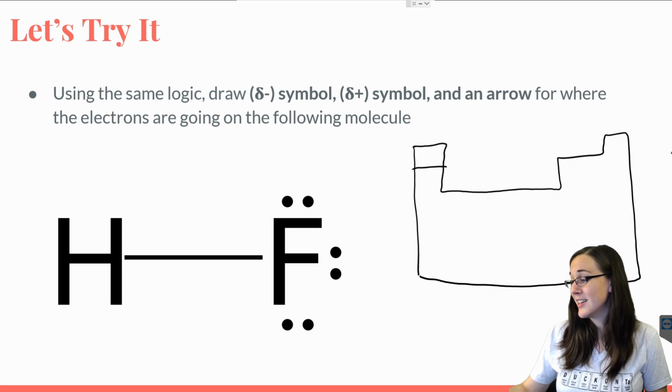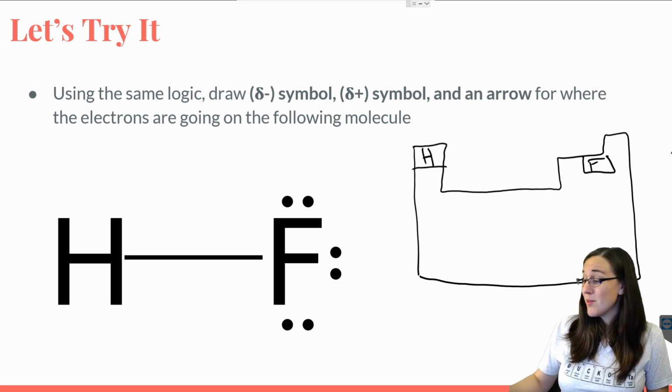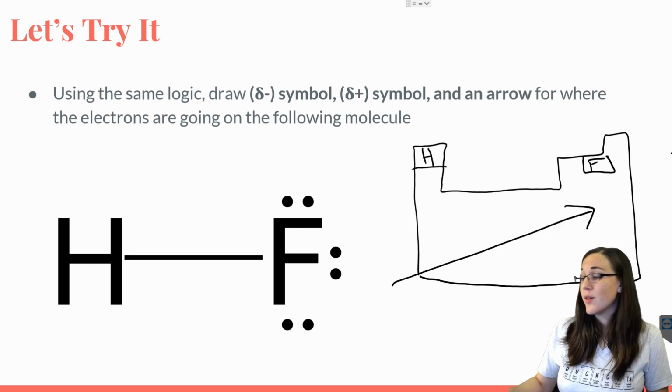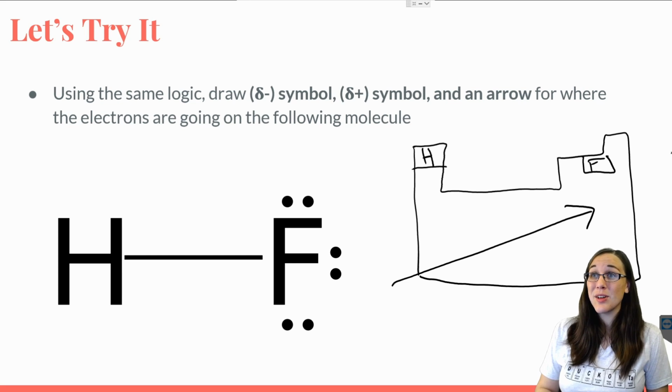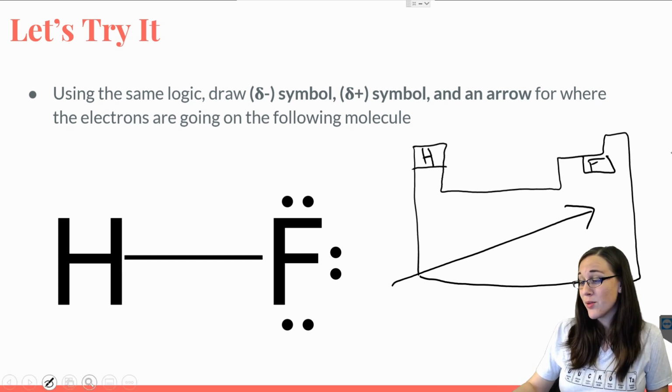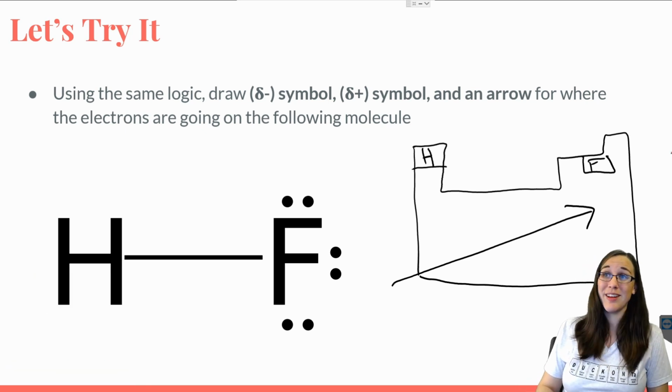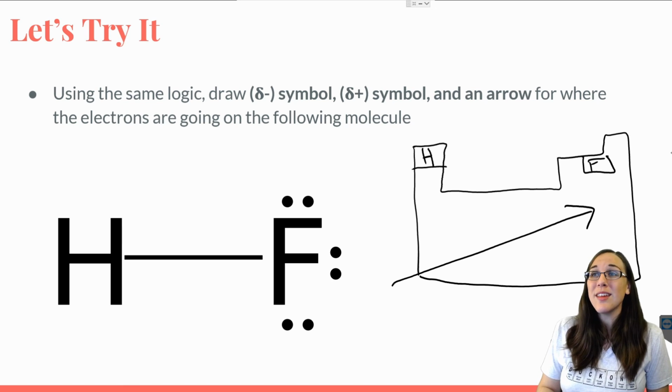And hydrogen would be on this side, and fluorine is over here. Now we remember that the trend for electronegativity is increasing, going towards fluorine. And hopefully you remember that fluorine is in fact the most electronegative atom out of all of the periodic table. So who do the electrons want to spend more time with? They are going to want to spend more time with fluorine.